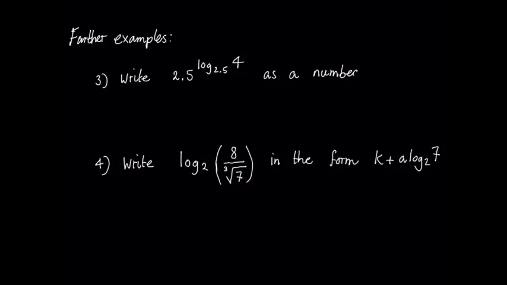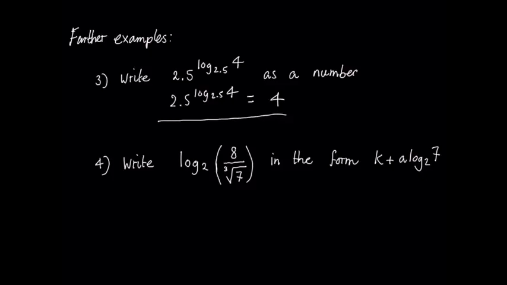In the third example, we want to write 2.5 to the power of log to the base 2.5 of 4 as a number. Well, we know that if we have the base, which is raised to the power of a logarithm having the same base, it will just give us the number. So 2.5 to the power of log to the base 2.5 of 4 will just equal 4.